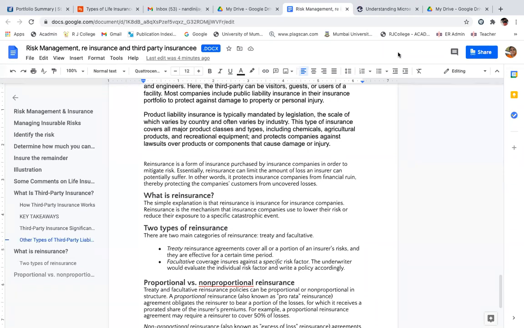There are different types of reinsurance. Basic types are treaty and facultative. Treaty reinsurance is an agreement wherein it covers all or a portion of an insurer's risk, and it is effective for only a certain period of time, right? So 5 years, 6 years, etc. Whereas facultative will cover only specific risk. The underwriter would evaluate and then say, I will cover only against risk of burglary or risk of fire, etc. Okay?